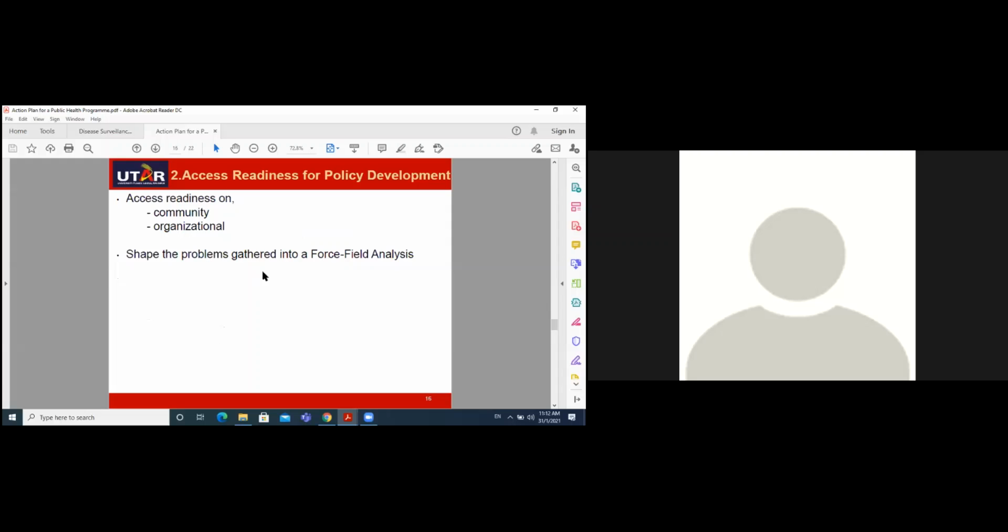Second, after you have defined the problem, we have to assess the readiness for the policy development. You could assess readiness at the community level or the organizational level, because we have current public health policy already implemented. But we could look into the current public health policy and strengthen it.